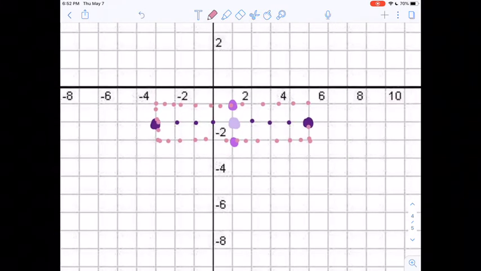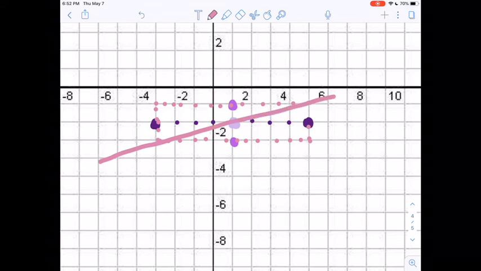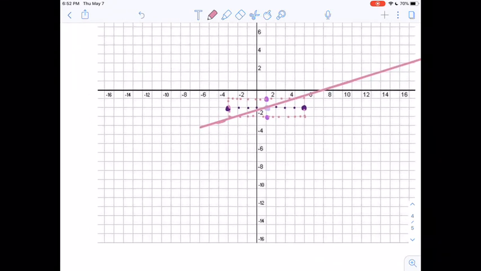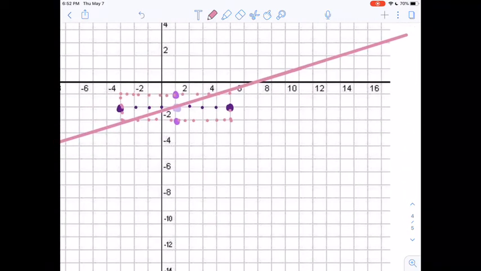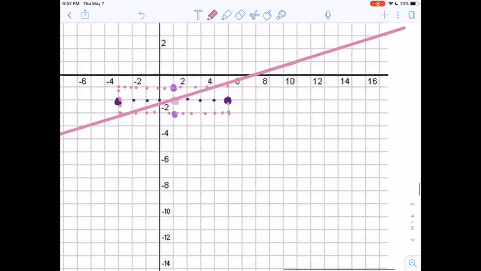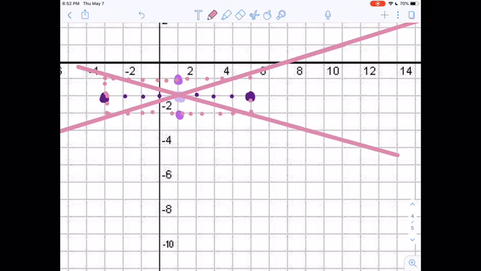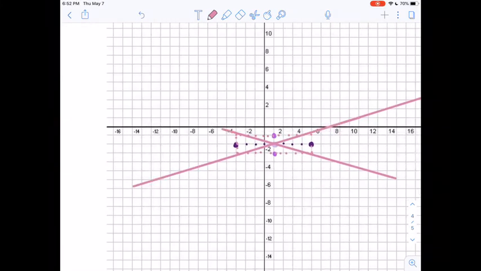Oh geez, I'm so bad at this. Sorry guys. And you could extend this on Notability. It's pretty easy. Kind of does it for you. Okay, and then I'm going to do the same thing the other way. Goodness, sorry guys. I extend this a little bit.